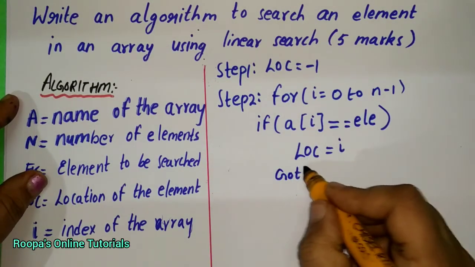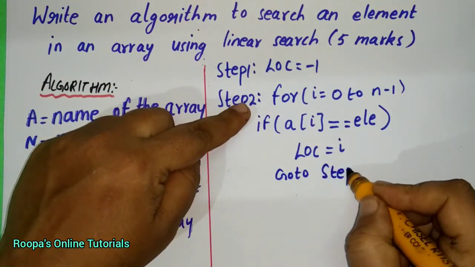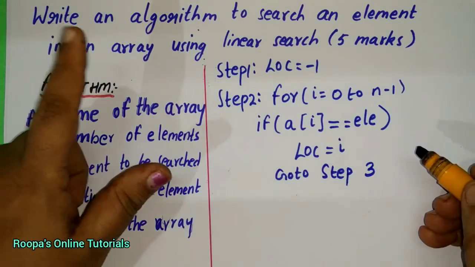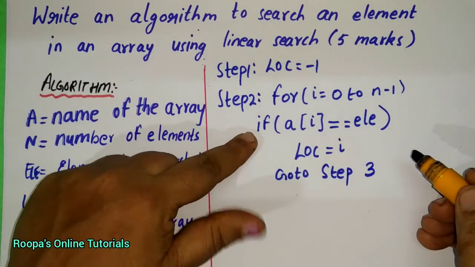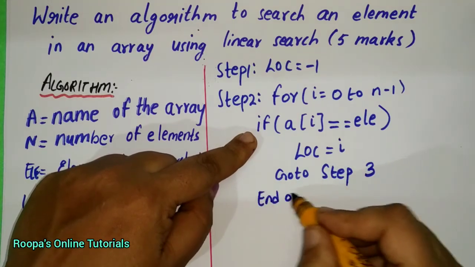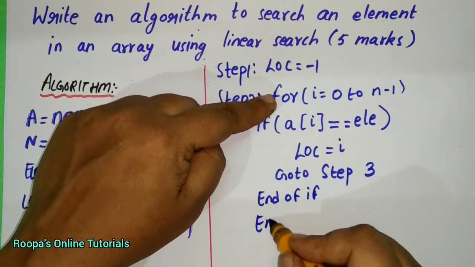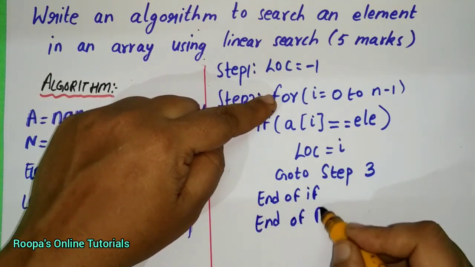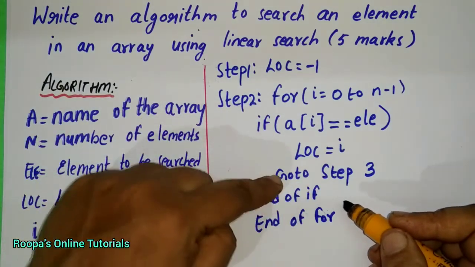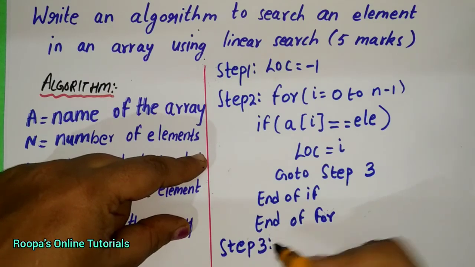So we have to go to, this is step 2 here. So where we have to go? We have to go to step 3. This is clear? Go to step 3. But before going to step 3, we have started the if, isn't it? So you should write end of if, and you have started the for. So you will write end of for. After you have done this, end of if and end of for, what we have to do? We have to show the step 3 to the user. So we will say step 3.